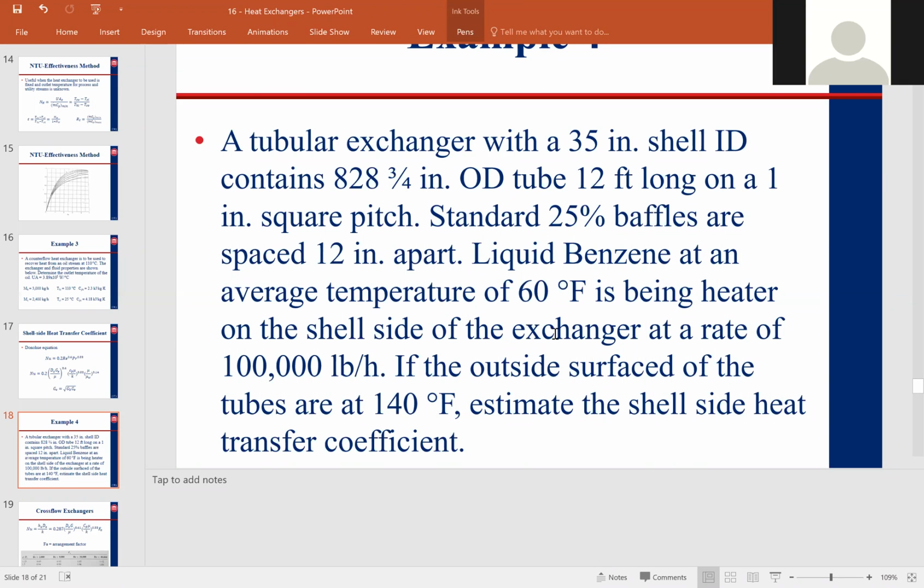Is that saying the tubes have a 1 inch pitch or 1 square inch pitch? Yep, a 1 inch pitch.